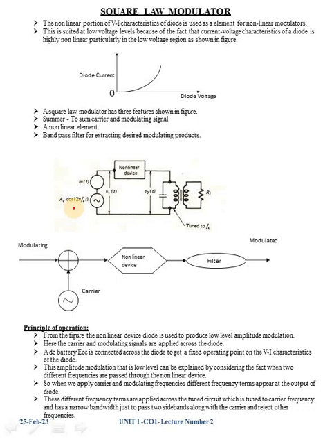squares the input signal. The non-linear portion of the VI characteristics of a diode is used as the element for non-linear modulators. This is used at low level because the voltage and current relation of a diode is highly non-linear, particularly in the low voltage region. A square law modulator has 3 features, as shown in the figure: one is a summer, the second is a non-linear element, and the third is a band pass filter.